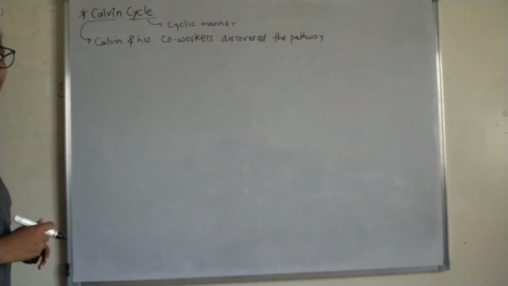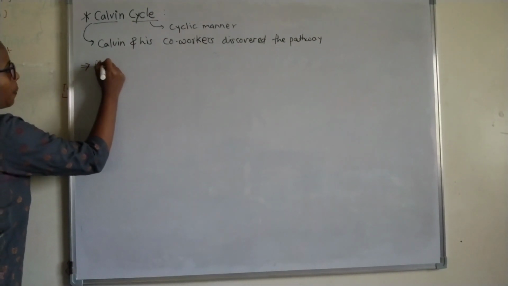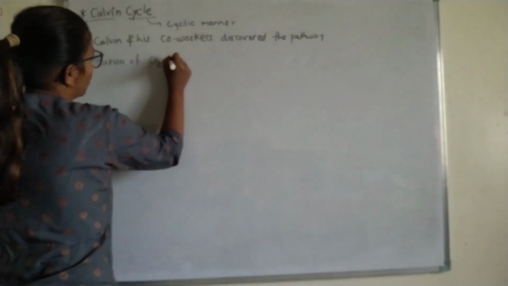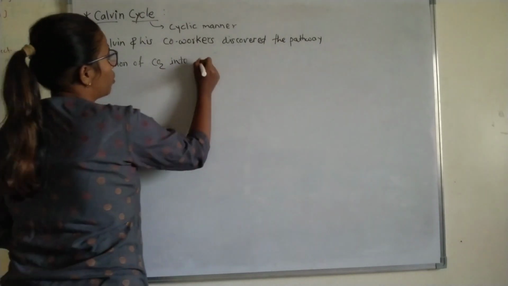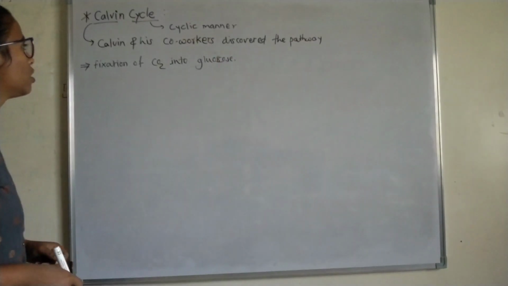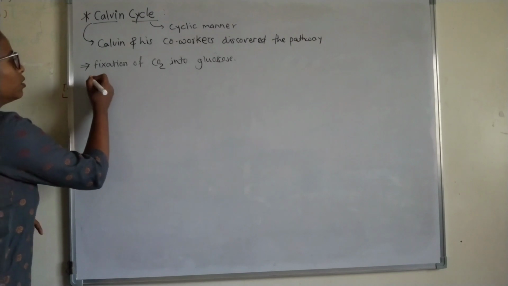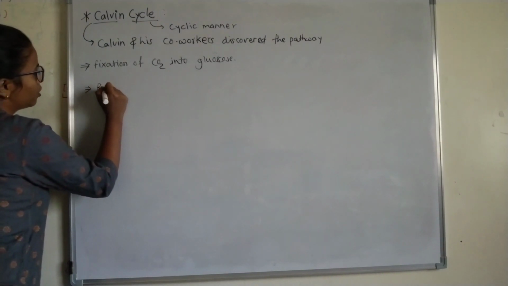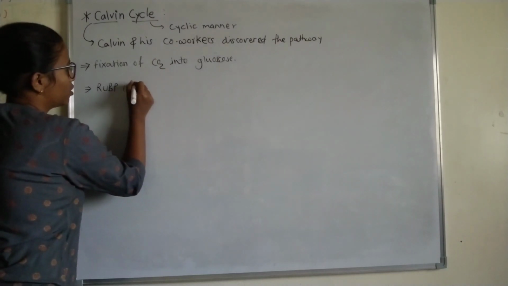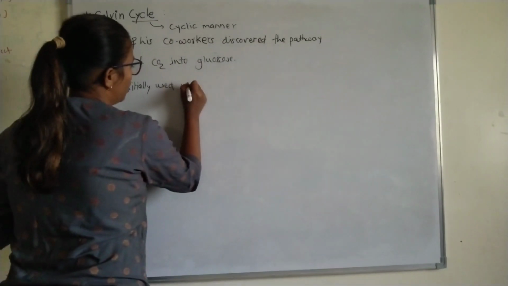So what does Calvin cycle actually mean? It is the fixation of CO2 into glucose or any other higher forms. The cyclic manner is due to RuBP, ribulose bisphosphate, which is initially used and is again regenerated.